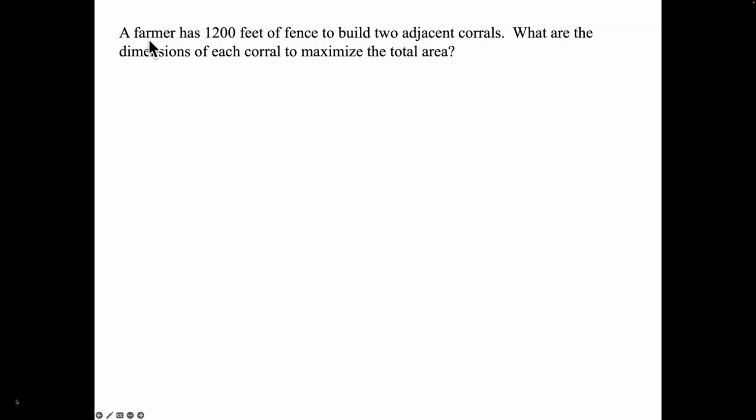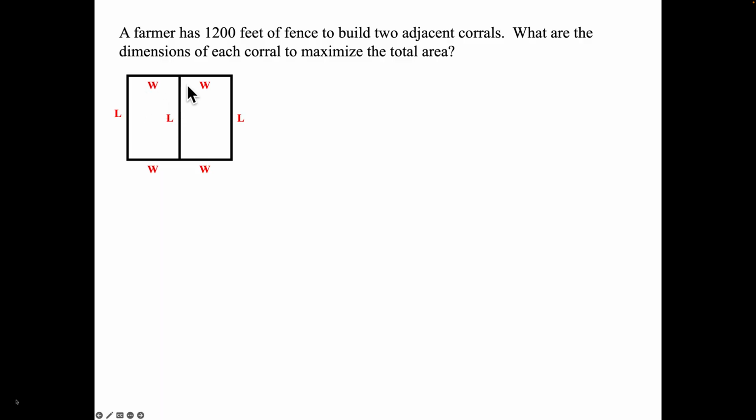All right, a farmer has 1,200 feet of fence to build 2 adjacent corrals. What are the dimensions of each corral to maximize the total area? Well, corrals are traditionally rectangles. Now, what he's doing here is that he wants one side of the corral to represent a side of both. So this saves on fencing material.